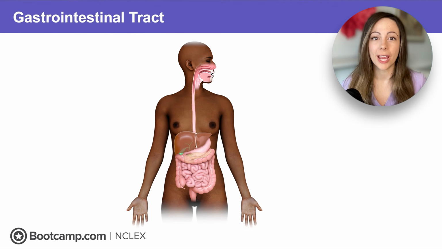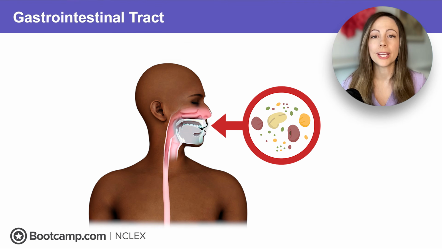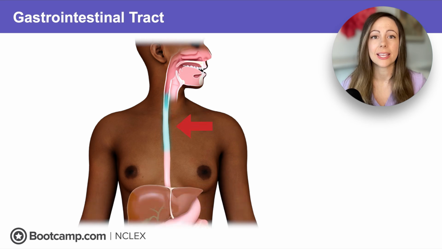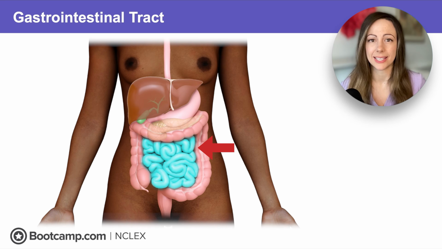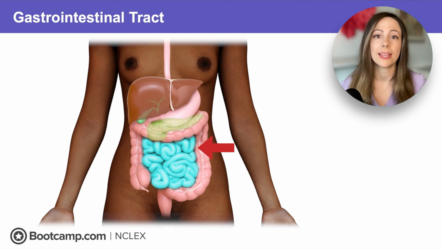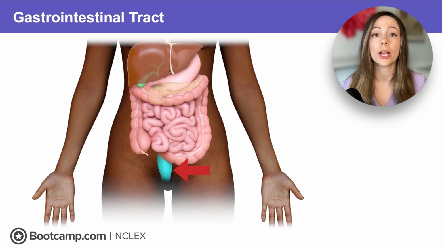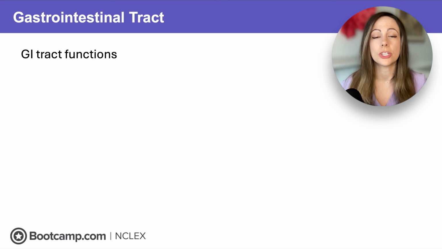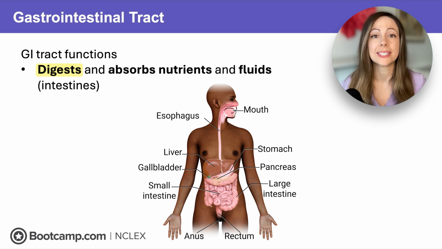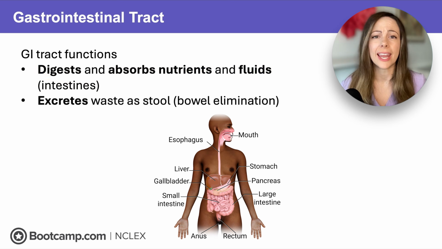Let's go over normal GI function. So when we eat food, it goes from the mouth to the esophagus, the stomach, and then to the small intestines, where enzymes are added from the gallbladder and pancreas. Then it makes its way through the large intestine to be deposited in the rectum, where it goes out the anus. So the GI tract functions are to digest and absorb nutrients and fluids from the foods we eat, and most of this absorption happens in those intestines. Then anything the body doesn't need, it excretes as stool, and that's called bowel elimination.